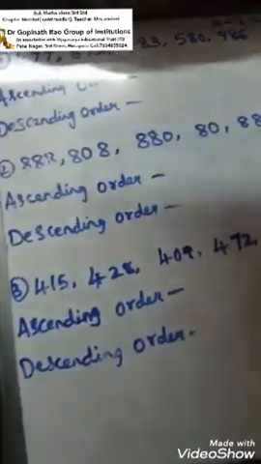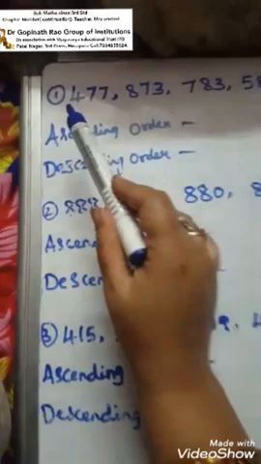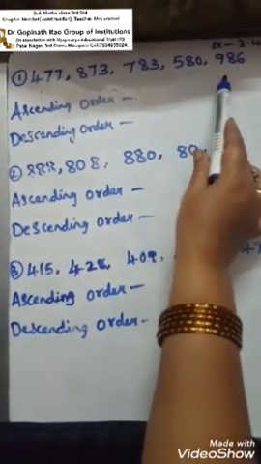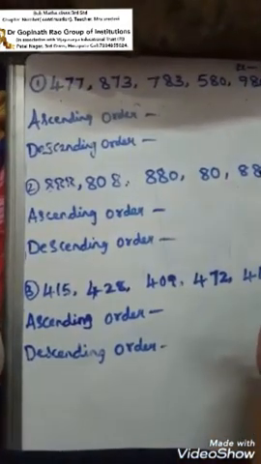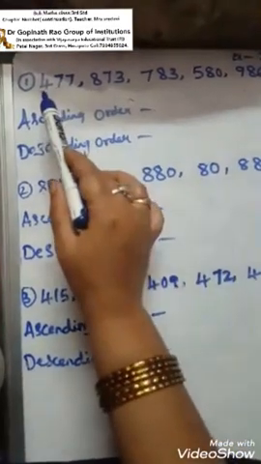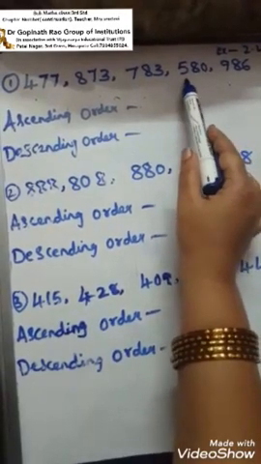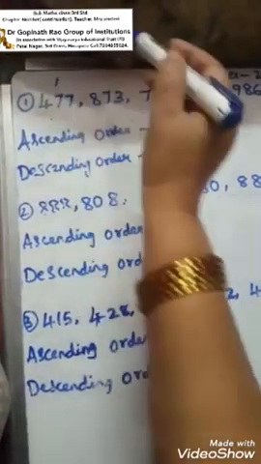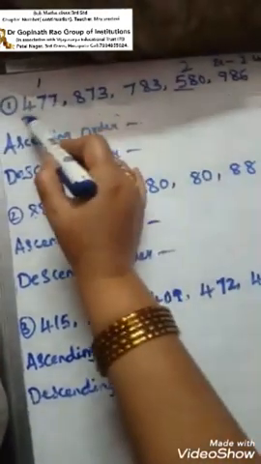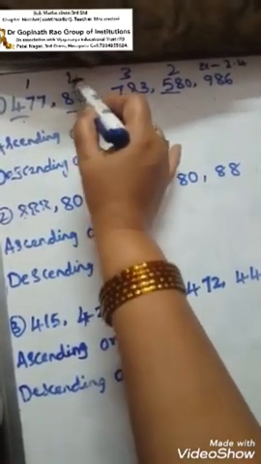So what is the first example here? 477, 873, 783, 580 and 986. So always we have to first compare the numbers from the hundreds place. Which is a smaller number here? See, first smaller number is 4. So write down here 4. So first place, that is. So second one is 5. So third one is 7. So fourth one is 8.